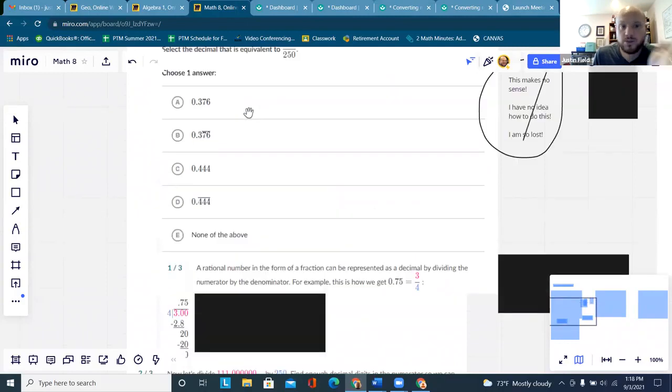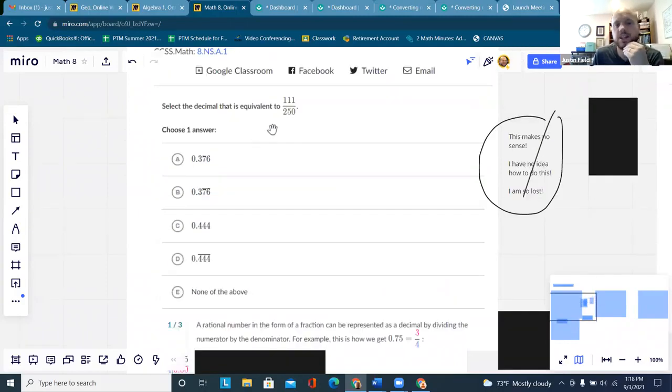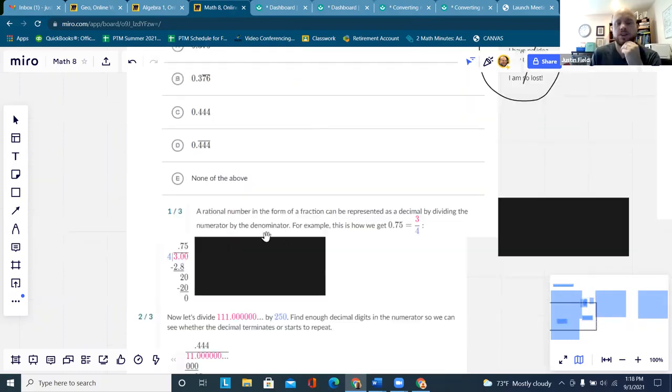Let's first of all read the problem. Select the decimal that is equivalent to 111 over 250. I already have the hints here. A rational number in the form of a fraction can be represented as a decimal by dividing the numerator by the denominator. For example, this is how we get 0.75. And then we see right here, they put the 4 on the outside and the 3 on the inside. And why? Because they said divide the numerator by the denominator.